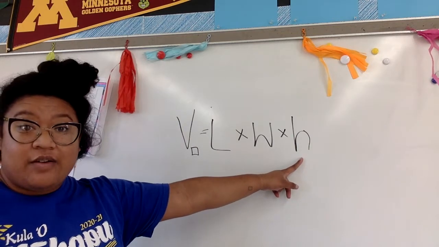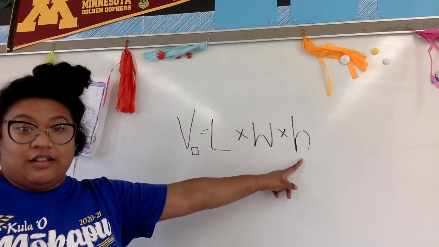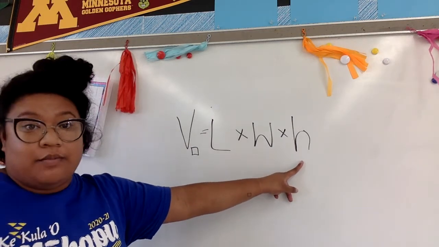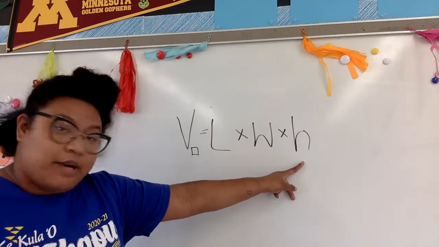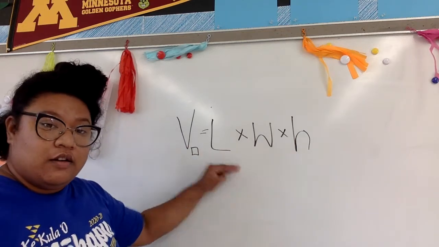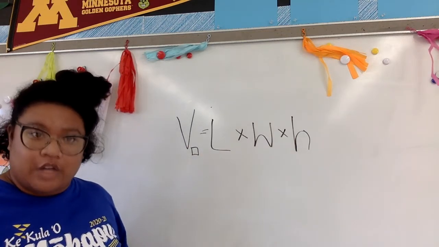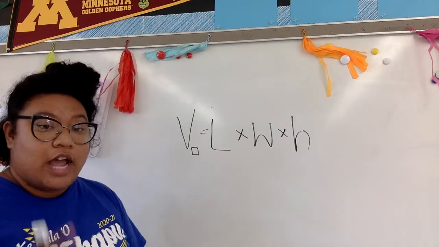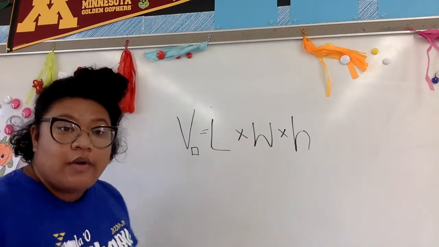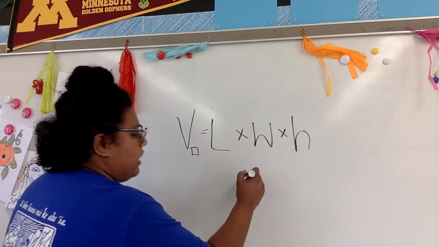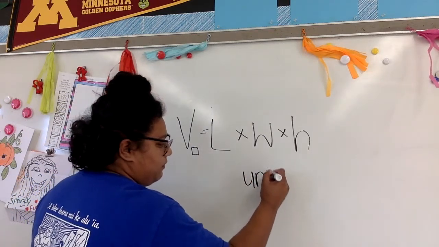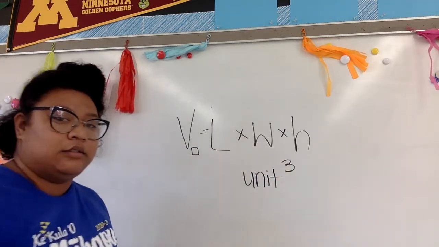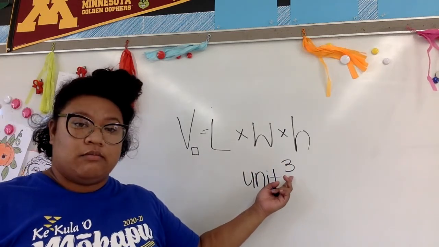If you're not given one of these, then you either have to find one of them or the problem messed up. But these are the three things you need in order to solve for a volume of a cube or rectangular prism. Now, your answers will always be in some unit to the third power, or otherwise known as cubed.